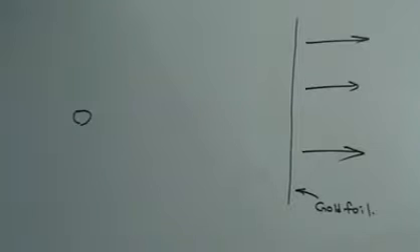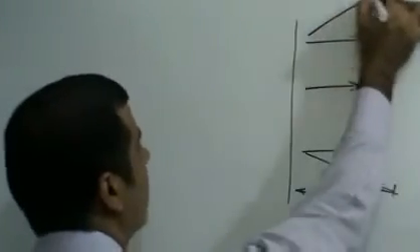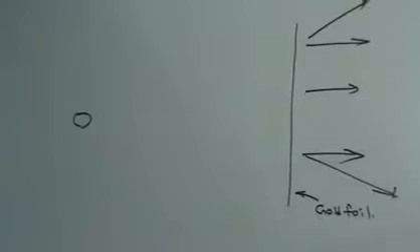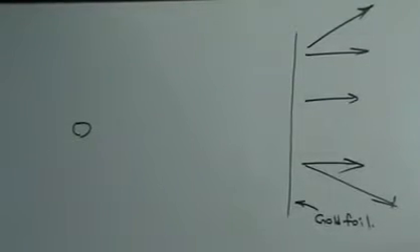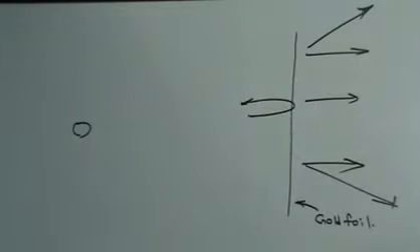Now what he observed was that most of the alpha particles passed through. Some of them were deflected at large angles, and a very few of them recoiled back. Right? So what was his experiment? He took a gold foil and he bombarded the gold foil with alpha particles. What were his observations? Three observations.